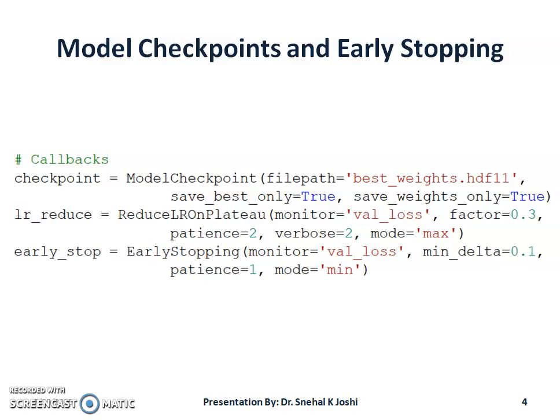And finally, fourth one is the mode. It contains one value out of auto, min, and max. In min mode, the learning rate will be reduced when the quantity monitored has stopped decreasing. In max mode, it will be reduced when the quantity monitored has stopped increasing. In auto mode, the direction is automatically inferred from the name of the monitored quantity.